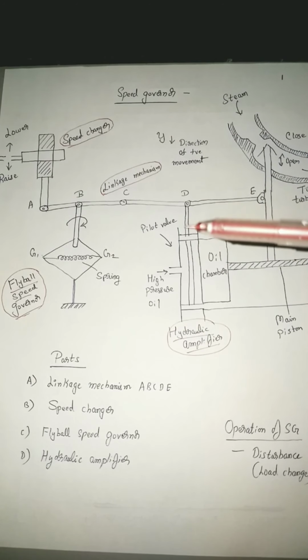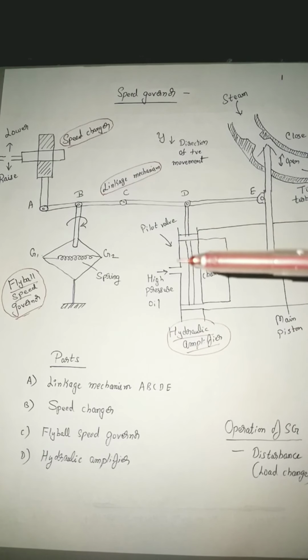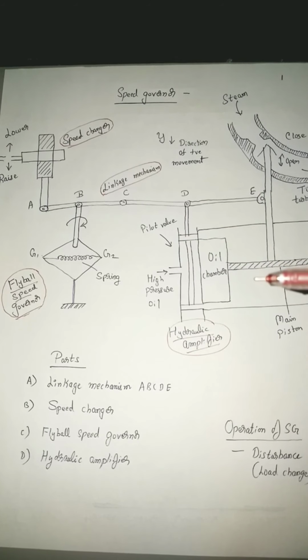Once D goes downwards, it will apply pressure. It will start pushing in here. It will apply pressure in this particular oil chamber system. Thereby, due to that pressure, main piston is going to move upwards. Once the main piston moves upwards, it tends to create a hurdle, or it's trying to block this particular inlet valve. Thereby, the amount of steam that is going to enter the turbine will reduce.